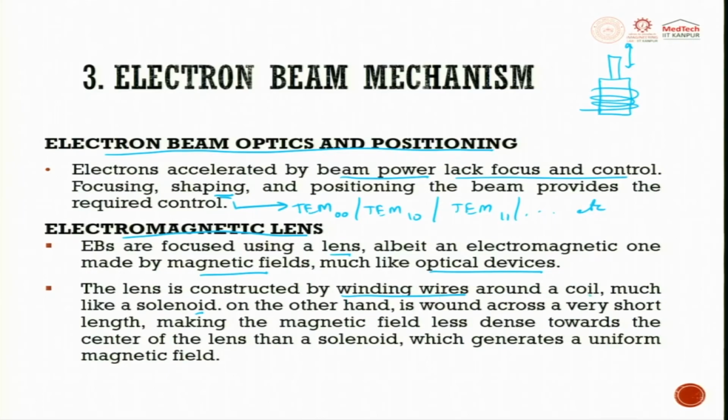Winding wire around a coil, much like a solenoid, is on the other hand done across a very short length, making the magnetic field less dense towards the center of the lens than a solenoid, which generates a uniform magnetic field. We are bringing in the solenoid along with this, because the solenoid is one thing you would have seen or done experiments with in your school days. So, when you compare to a solenoid, how does it look? The field is less dense towards the center of the lens than a solenoid, which generates a uniform magnetic field.